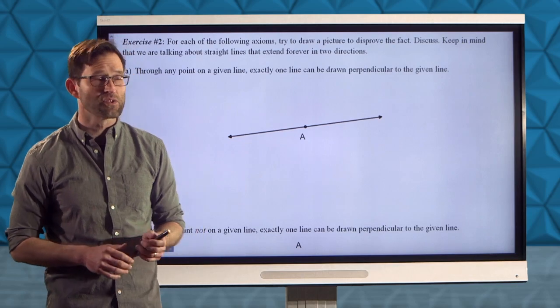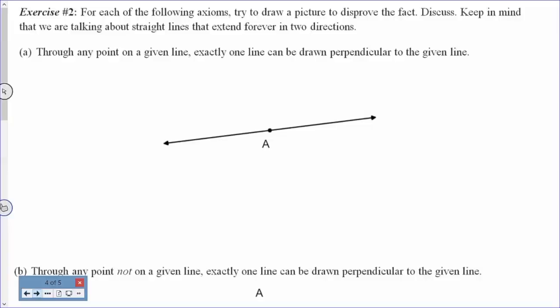So let's jump into exercise number 2. Kind of the same directions as before. For each of the following axioms, try to draw a picture to disprove the fact. Discuss. Keep in mind that we're talking about straight lines that extend forever in two directions. So let's take a look at letter A immediately. It says, through any point on a given line, exactly one line can be drawn perpendicular to the given line.